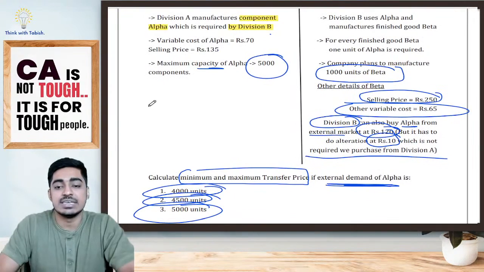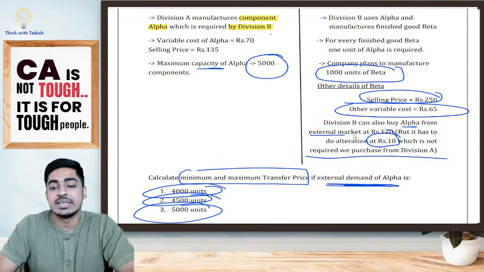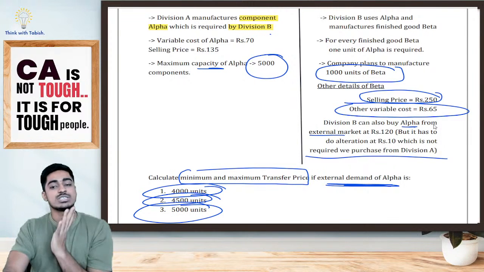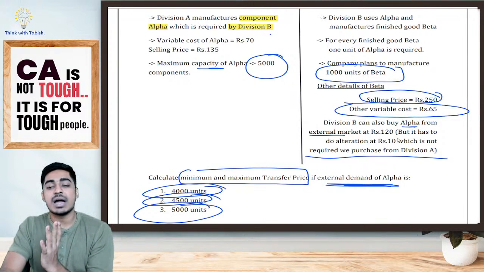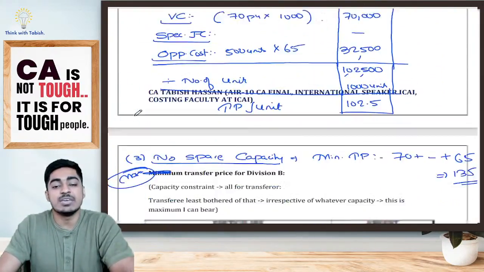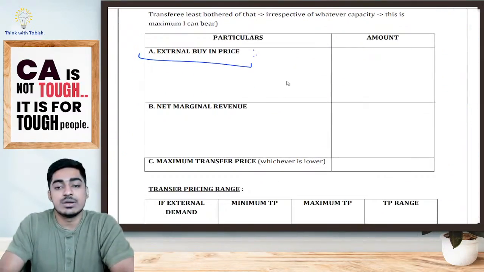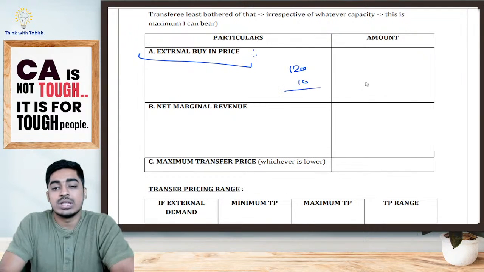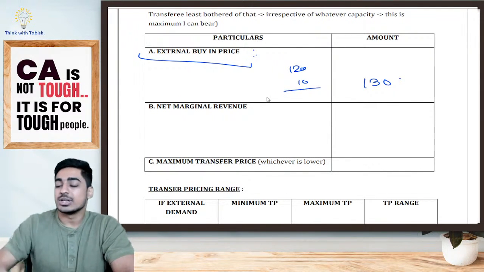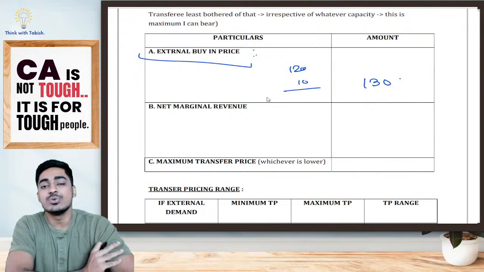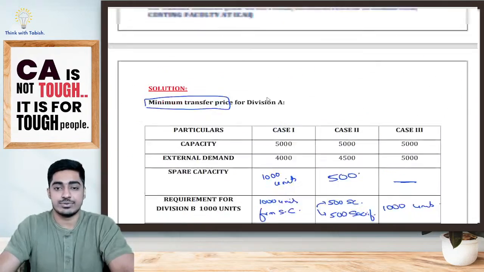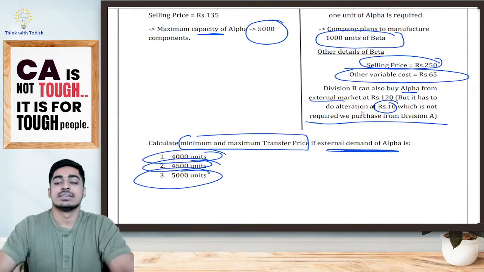The transferee is telling, see, if I'm buying from outside, I will purchase it at 120 rupees. So I'll pay 120 rupees to the supplier. Again, I need to do some alteration for which I will be paying 10 rupees. So total, if I'm buying from outside, I would have incurred 120 plus 10, 130 rupees. So maximum for you, I can give 130 rupees. Whatever amount I was giving outside, I'll give it to you, 130 rupees. Next, net marginal revenue. What is the transferee telling?